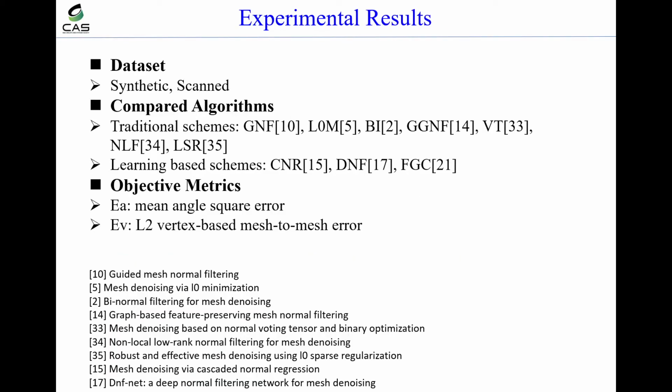Then the experimental results are presented. We test our method on both the synthetic and the scanned dataset, and the denoising results are compared with several traditional schemes and learning-based schemes. Both the objective results and the subjective results will be shown, and two objective metrics are employed: EA, the mean angular square error; EV, the L2 vertex-based mesh-to-mesh error.